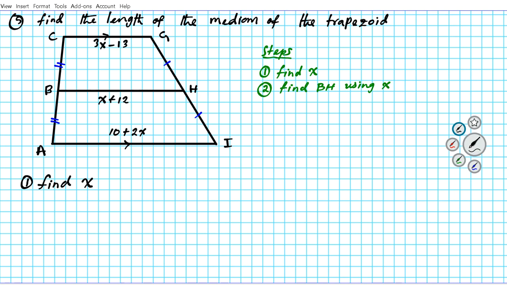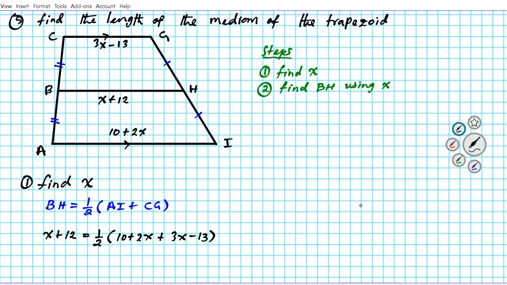So to find x, let's write down the formula that we're going to use here. What relates the bases and the median? We know that the mid segment or the median BH is equal to half the sum of the bases AI plus CG. Okay? All right, so now let's substitute. BH, the median, x plus 12, is equal to 1/2 of AI, which is 10 plus 2x, plus CG, which is 3x minus 13.